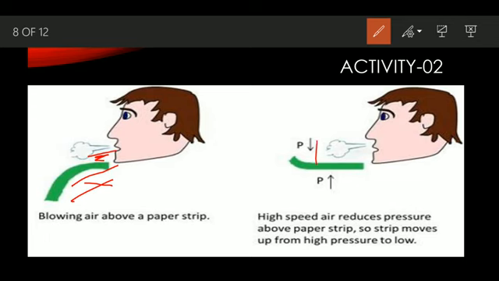It will go upside. If you blow the air above the paper, just do it at your home. It is a very simple activity. Just take a piece of paper, keep it near your mouth and blow the air from your mouth over the paper. You will see that the paper always moves in the upward direction. What is the reason behind that? The same reason: if you blow the air from your mouth, you are increasing the speed of air. If the speed of air increases, what will be the atmospheric pressure here, high or low? It will be low.